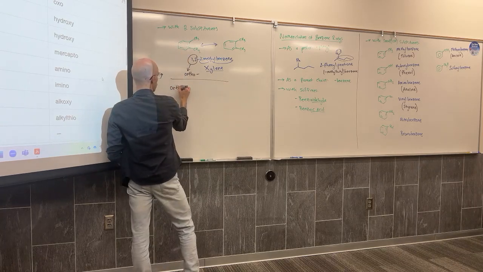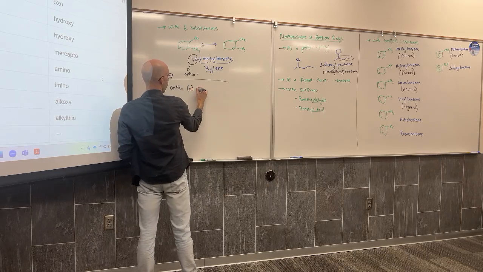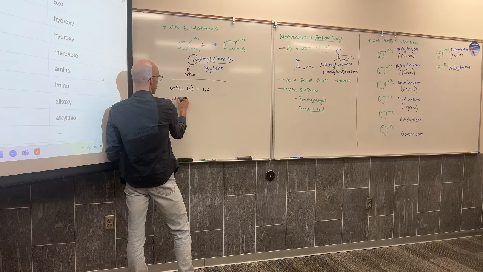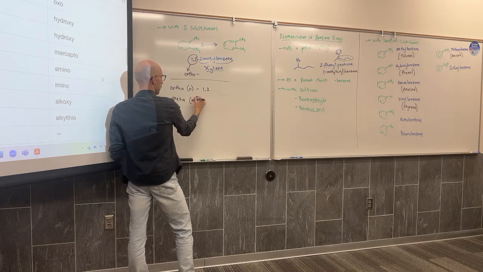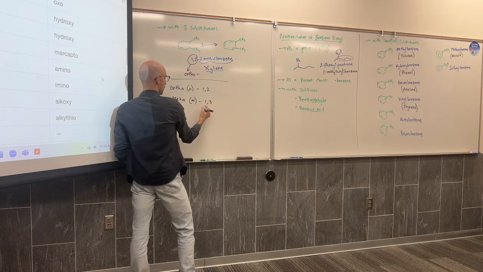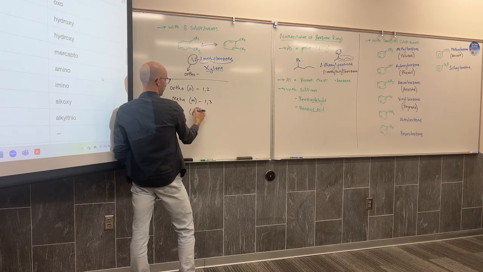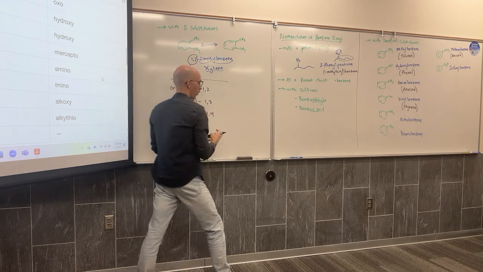So ortho, sometimes abbreviated as O, is a 1,2 relationship of our substituents. Meta, abbreviated M, is a 1,3 relationship. And para, P, is a 1,4 relationship.